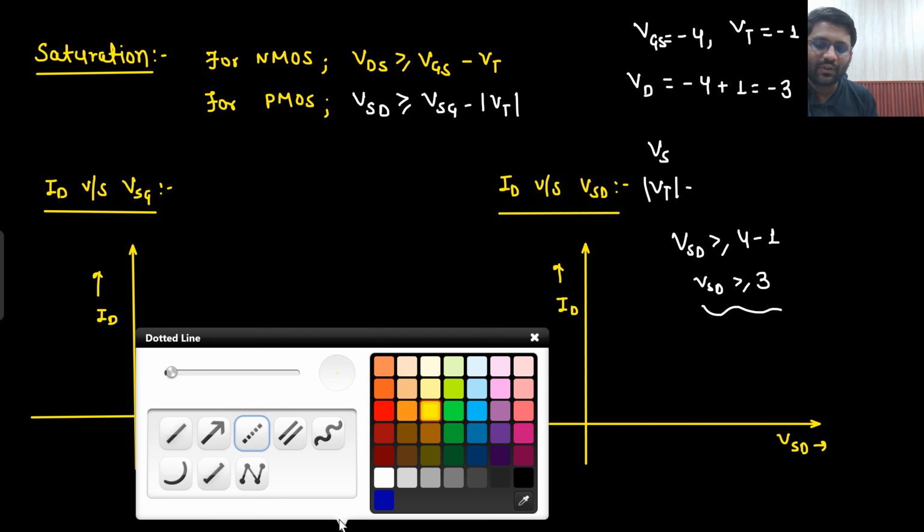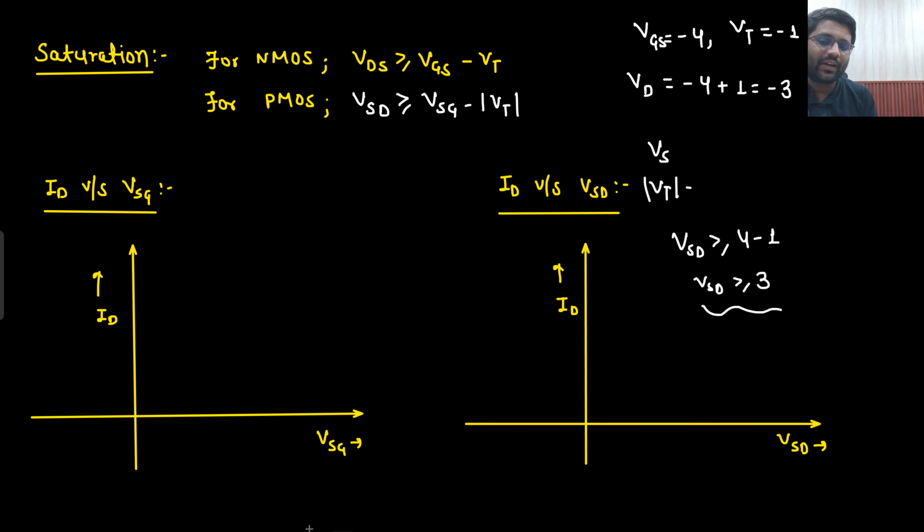So let's draw the graph of ID versus VSG. What we are drawing? ID versus VSG. It is positive only. VSG positive. So till this mod of VT, it will not turn on. After that, it will turn on. Till this point, it will not turn on. After that, it will turn on. Just 1 second.